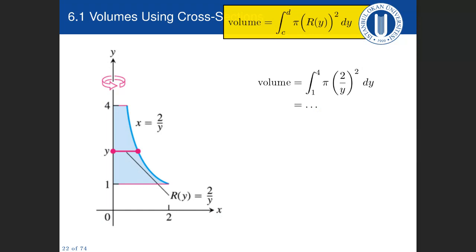So the volume of this three-dimensional object is going to be the integral from 1 to 4 of pi r squared, pi (2 over y) all squared dy. And I'm not even going to bother finishing this question. I'm just saying equal to dot dot dot. I'm sure you can finish this if you wanted to.